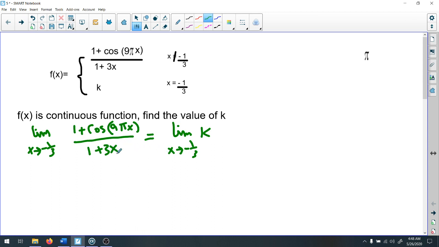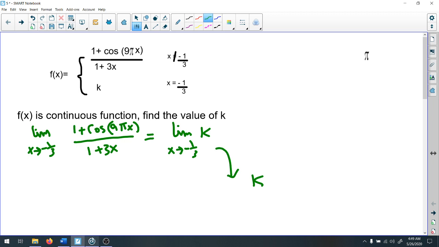So we have left side and right side. The right side limit must be k. K is a number, so it will be k. Left side, to do that, if you plug in negative 1/3 here, negative 1/3 times 9 is negative 3, times pi is negative 3 pi, and cosine of negative 3 pi is negative 1. So negative 1 plus 1 will be 0.